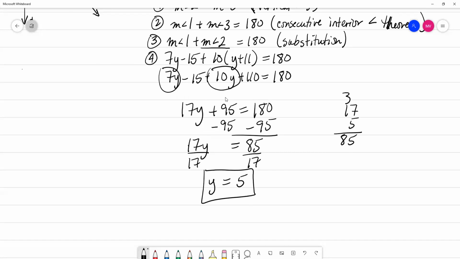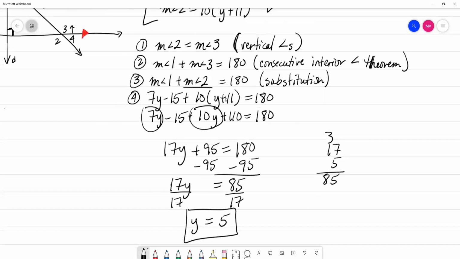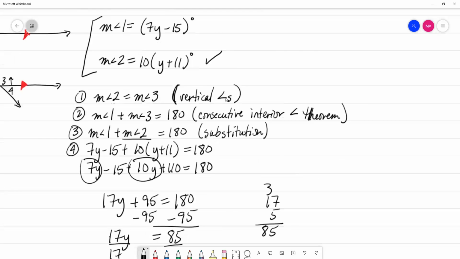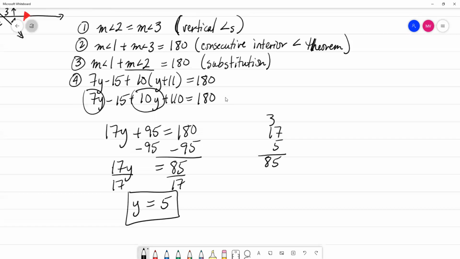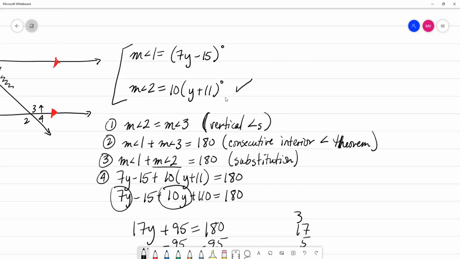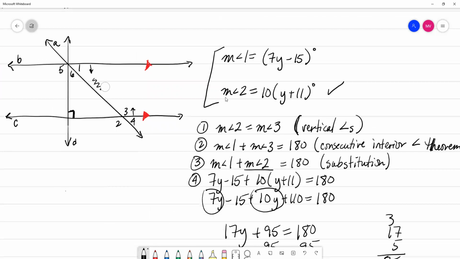All right, what did we just solve here? You solved for y, so now you need to plug in. Now they asked us to find the measure of each numbered angle. So let's go back to our diagram here. So I just solved for y.